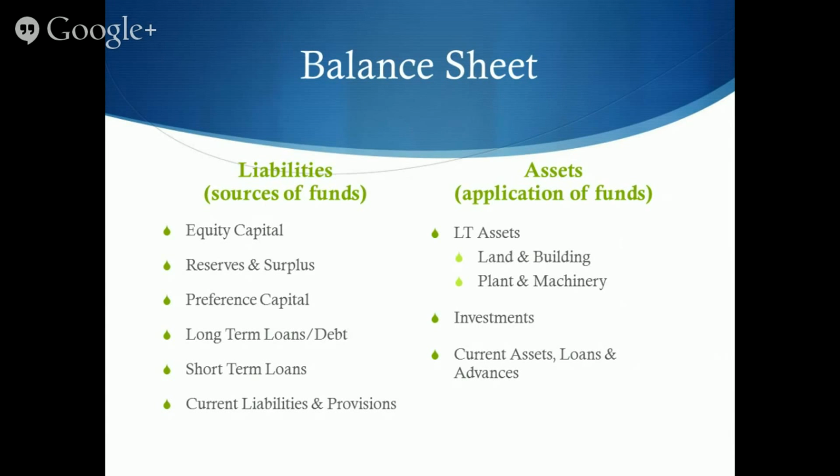Some common sources are equity capital, and reserves and surplus, which include the past retained earnings or the extra reserves that the company has created, like the general reserves or transfer to reserve fund. Surpluses are the profits that are left over from the business. Then, preference share capital.